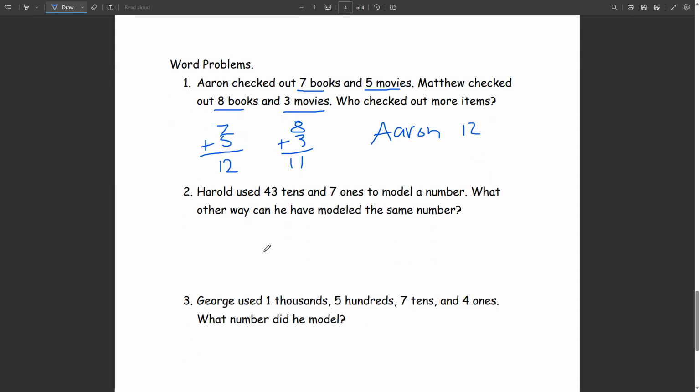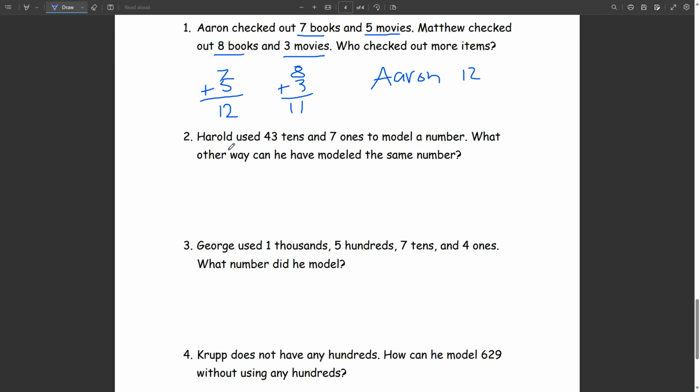So number 2, Harold used 43 tens and 7 ones to model a number. What other way can he have modeled the same number? So instead of 43 tens, which would literally be 10, 10, 10, and we would have to write 43 of these, right? So instead, what we can do is get rid of this 3 here and turn it to 40 tens. So 40 tens would just be 400 because we're just adding the 0.